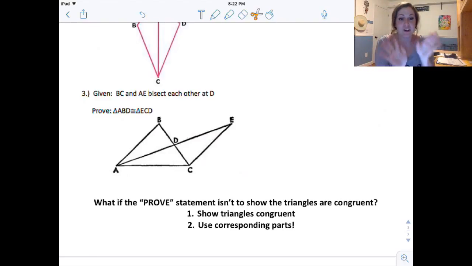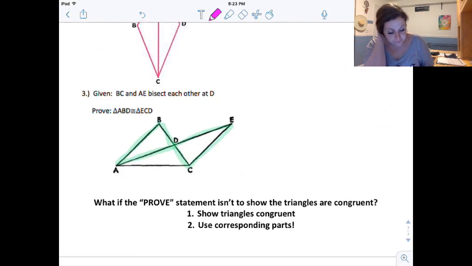Now, here's the crazy thing on this one. There's a lot of triangles, right? We've got a big one, another big one, a one in the middle, and then some little ones up top. So let's look at the triangles we actually care about here. We care about triangle ABD, and we care about triangle ECD. So those are the ones I actually care about. Those are the ones I'm going to look at.